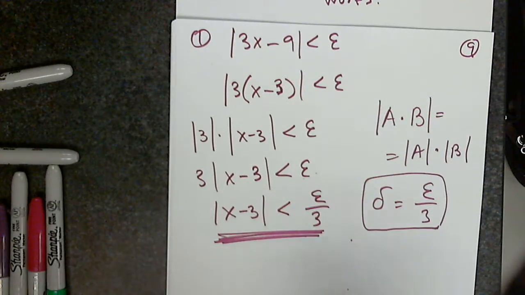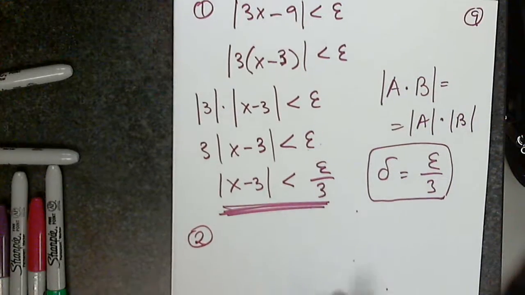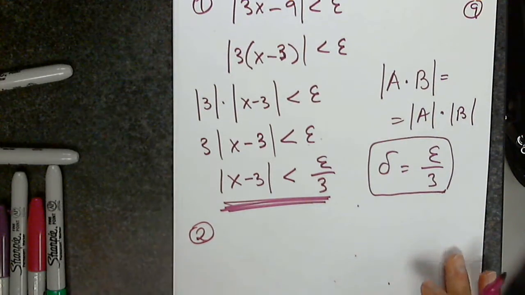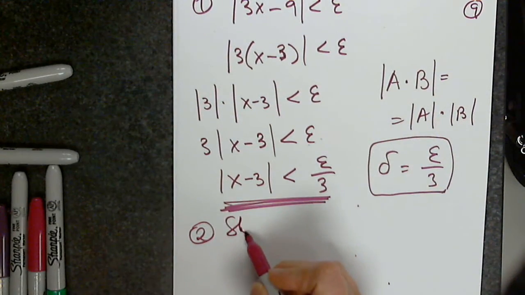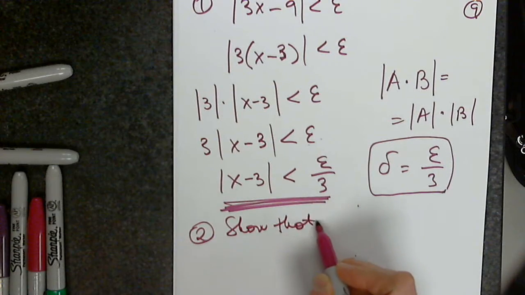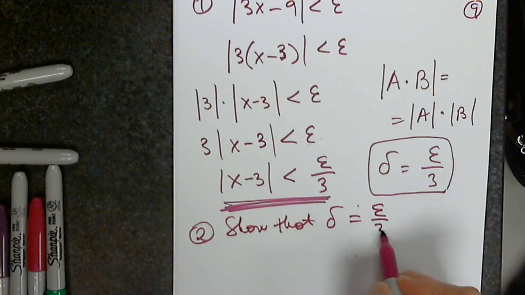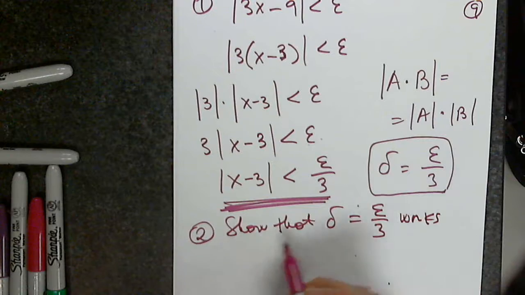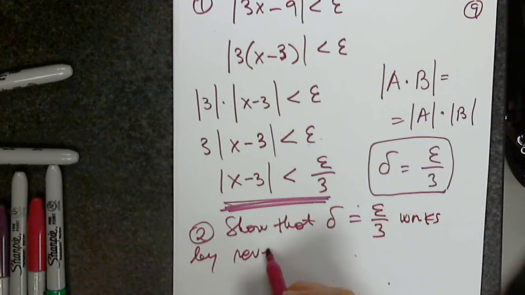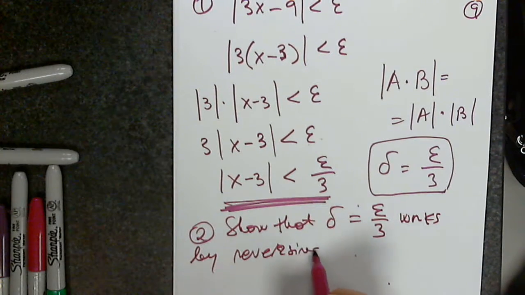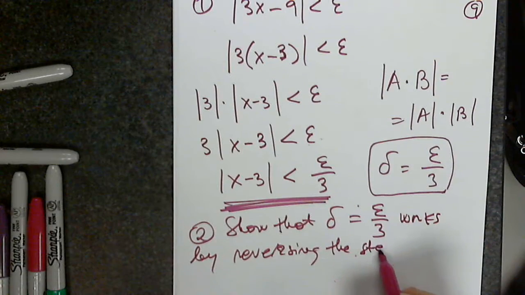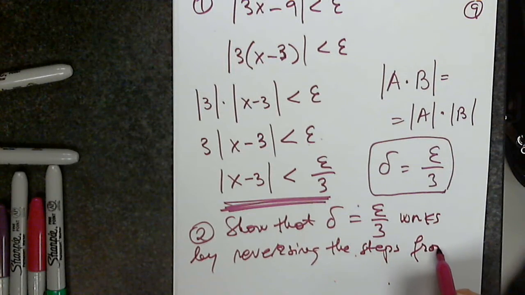So now I have to show in step 2, and I'm happy if you just write this: show that delta equals epsilon over 3 works by reversing the steps from above.